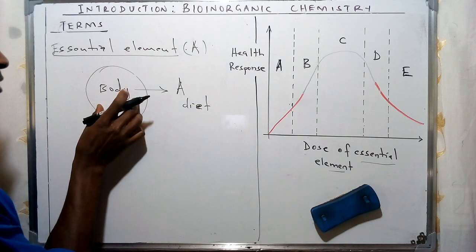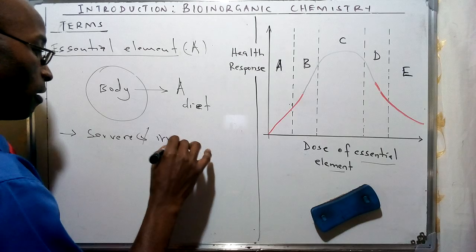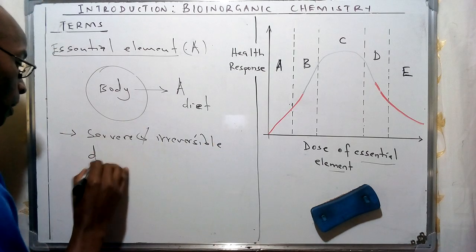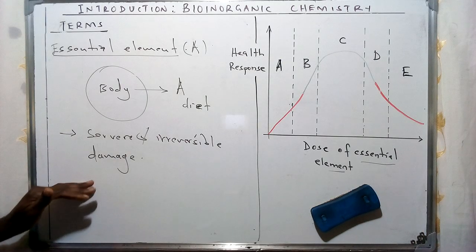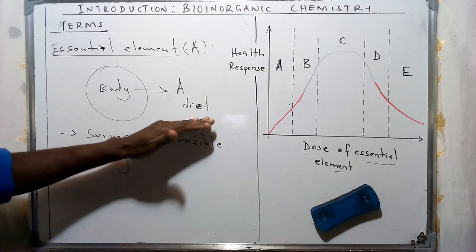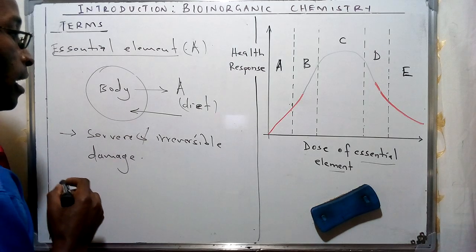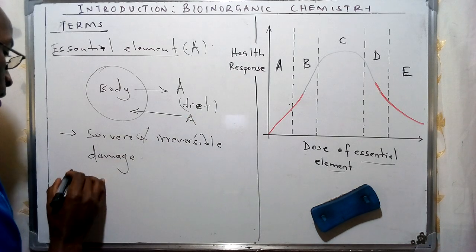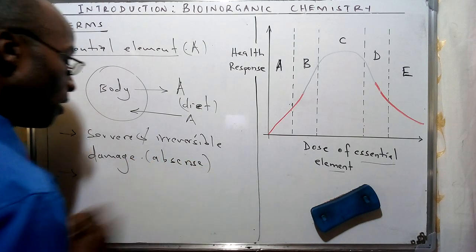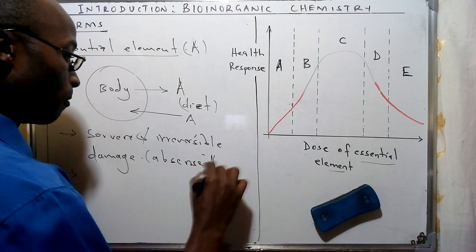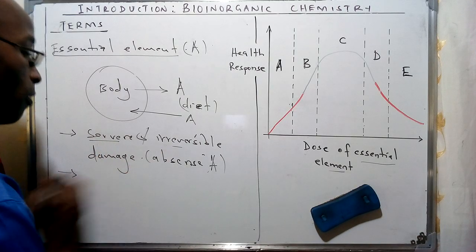So if this specific element is absent in the diet of this specific organism, then this is going to be causing severe and irreversible damage to the organism. And we're going to see that this specific kind of effect experienced by the organism can be relieved if we introduce this element A in the diet of this organism. So this is going to be the absence of this specific element A, and we're going to see that these are going to be severe and irreversible physiological effects.